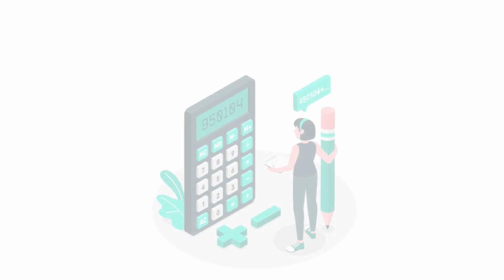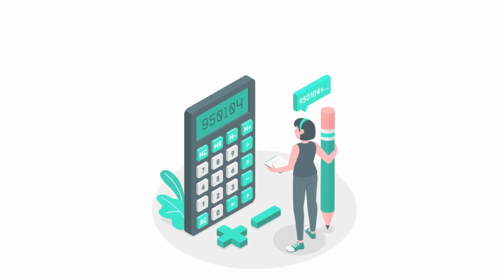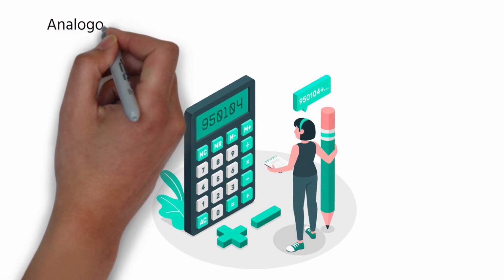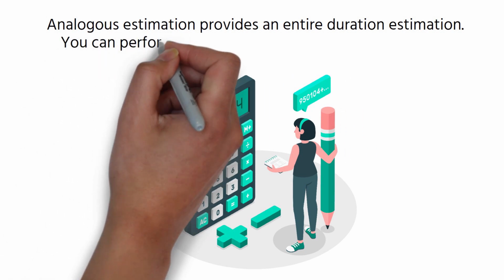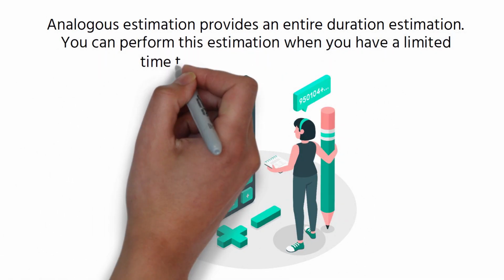Although this method enables you to make duration calculations easily and quickly, estimations are not accurate enough. Analogous estimation provides an entire duration estimation. You can perform this estimation when you have a limited time to make a proper estimation.